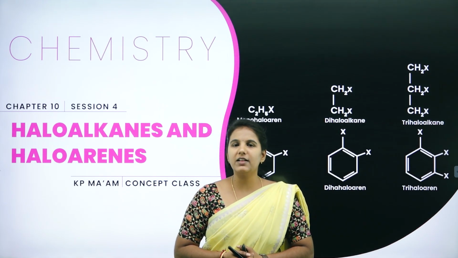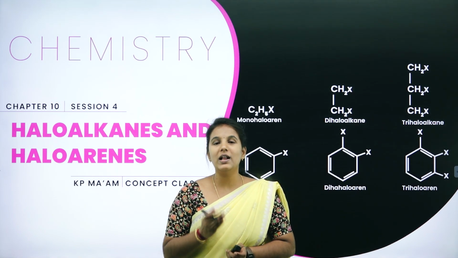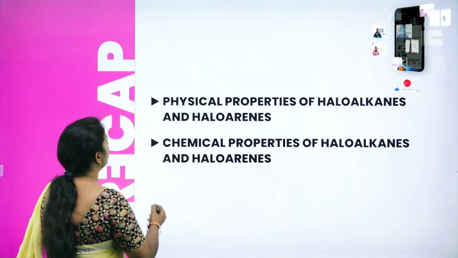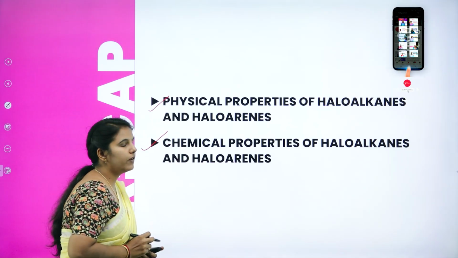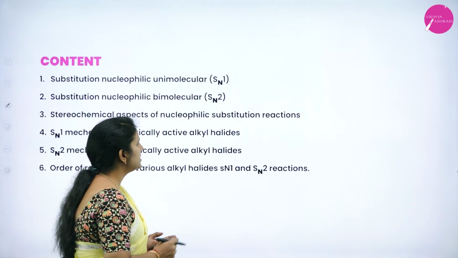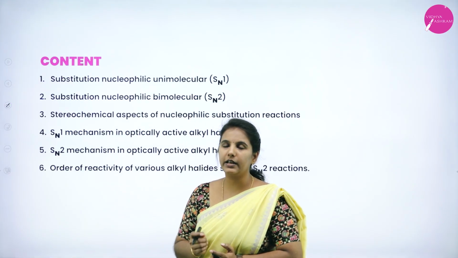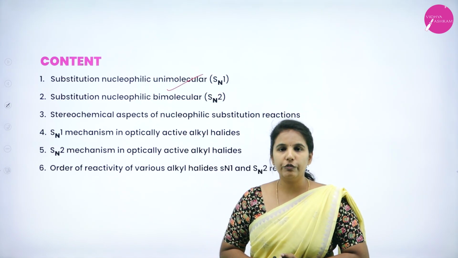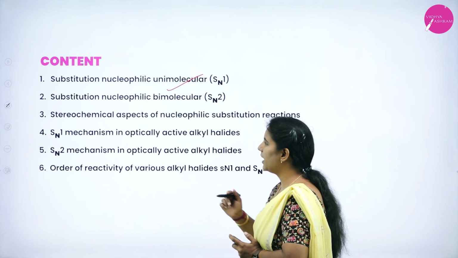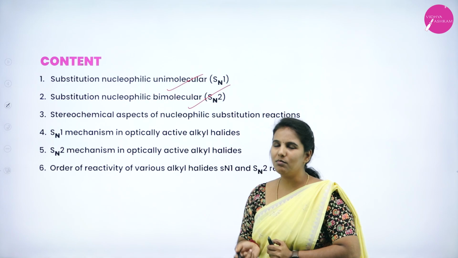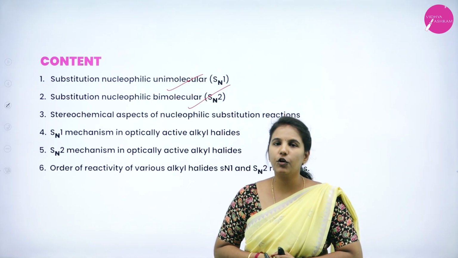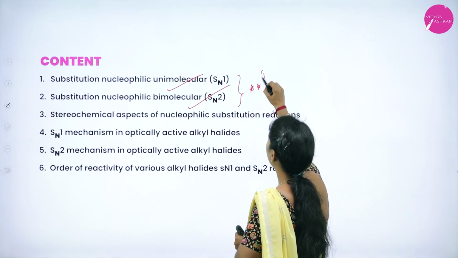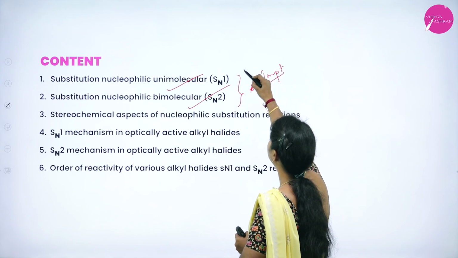My dear students, in our last discussion, we were dealing with the unit called Haloalkanes and Haloarenes. Under this unit, we have discussed the physical and chemical properties of haloalkanes and haloarenes. Today, let us move on to the next topic of this unit by understanding the substitution nucleophilic unimolecular reaction and substitution nucleophilic bimolecular reaction. For your examination point of view, these two are very important and can be asked for 3 marks.